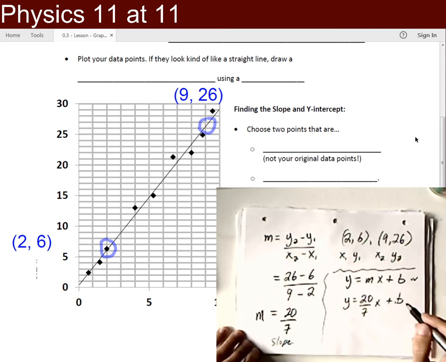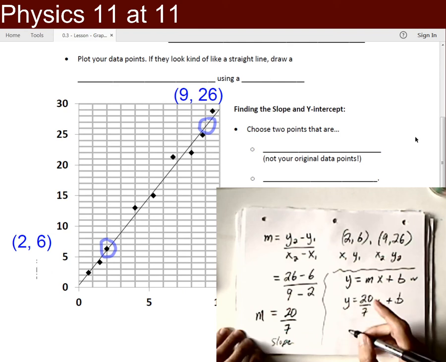Now to finish it up, we've got to figure out what b is going to be. What you do when you're working with a y-intercept line like this is select a point on the line, put it in for x and y, and then the only thing left will be b. So that gives you the y-intercept.